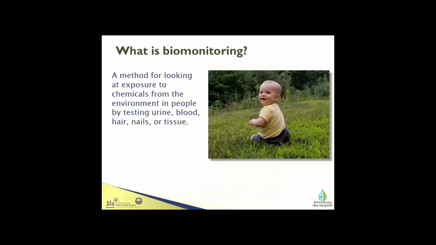So first, what is biomonitoring? Well, it's a method for looking at exposure to chemicals from the environment in people by testing their urine, blood, hair, nails, or tissue. So we test these specimens listed here to look for either the chemical or its breakdown product, also called the metabolites of it, which tells us whether you were exposed to the chemical.